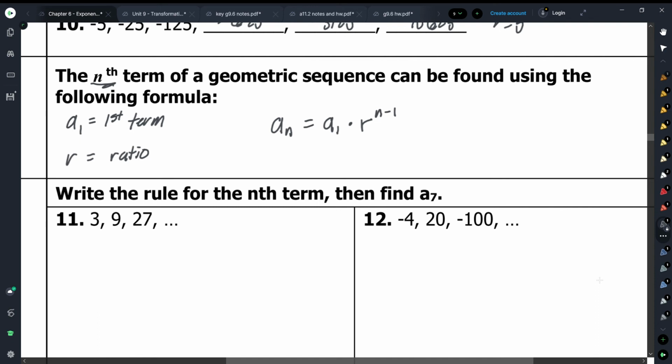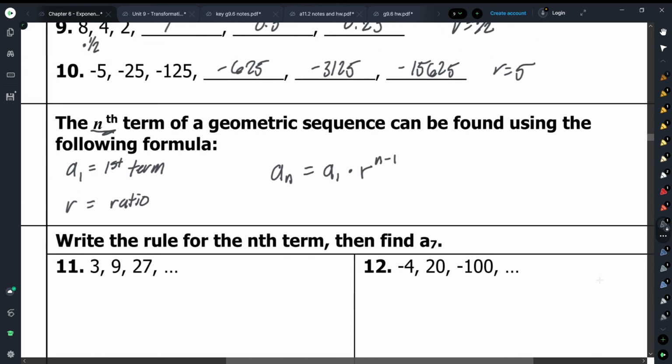So, as an example, this negative 125 is just negative 5 times 5 times 5, right? How many 5s? Our ratio was positive 5. We multiplied by 5 twice to get here, and this is my first term. So negative 5 times 5 squared would have been, using the formula, how to get that negative 125, right?